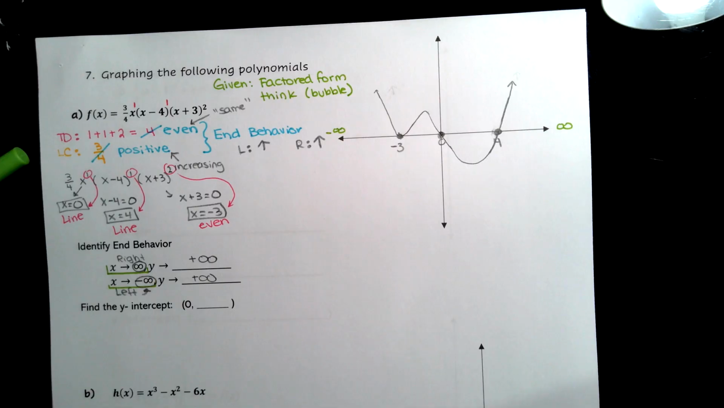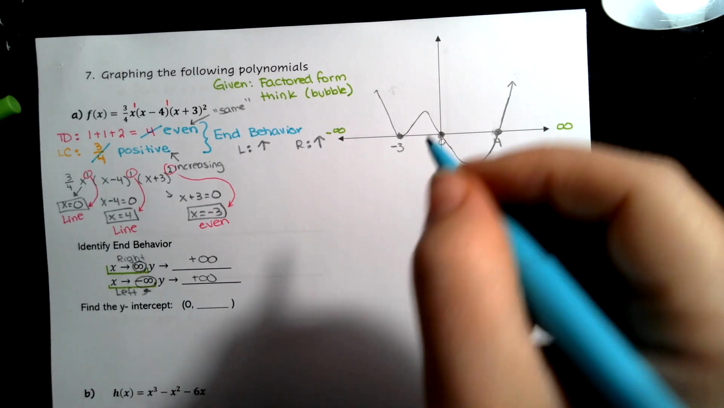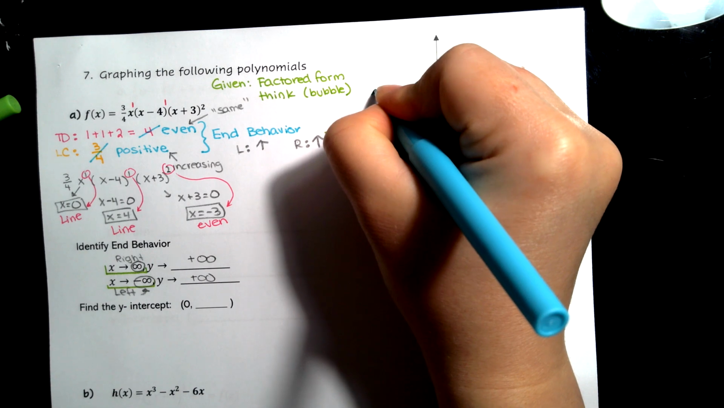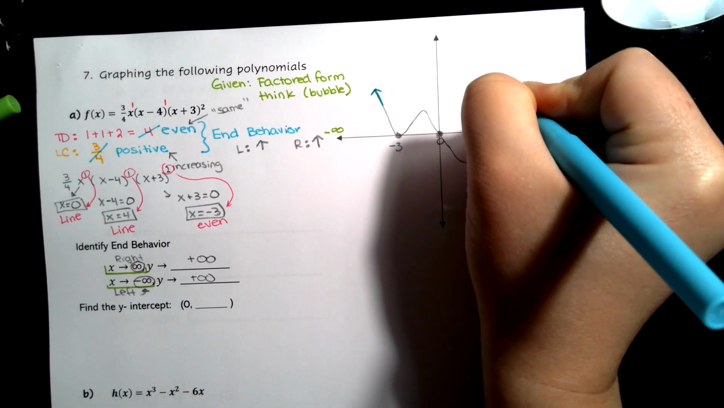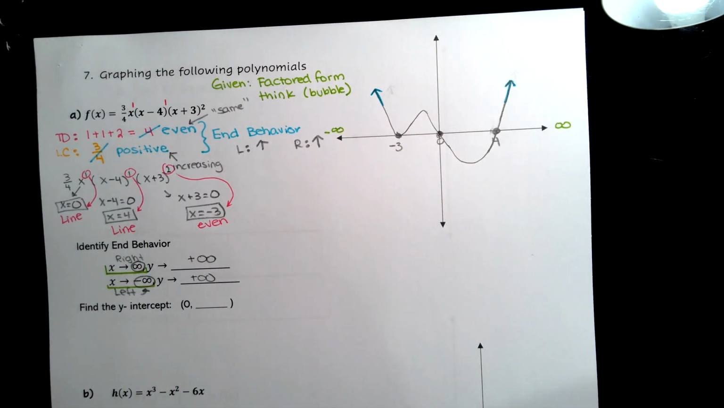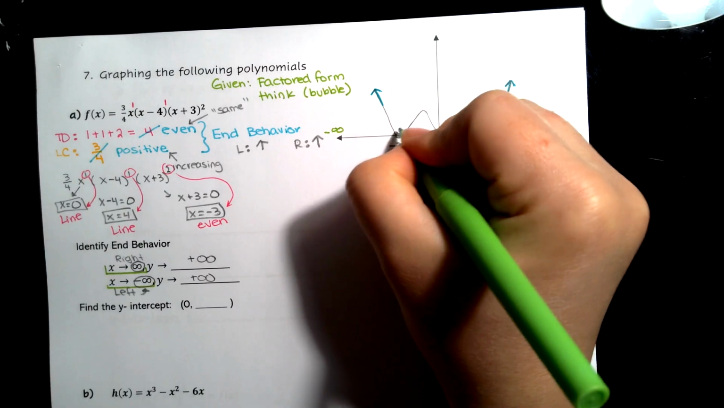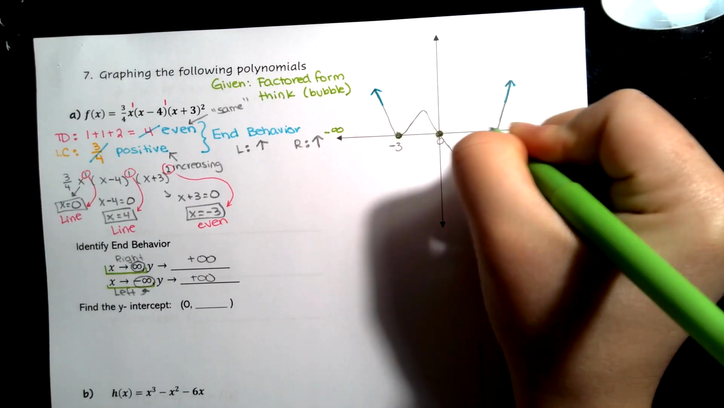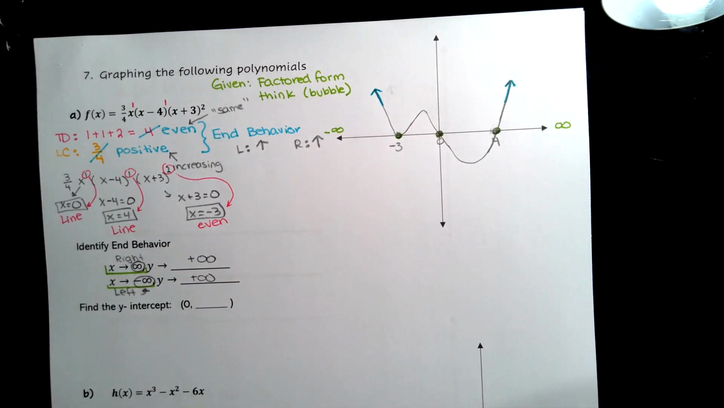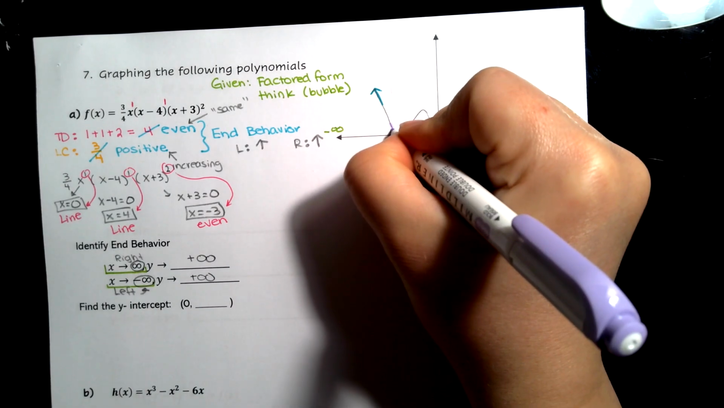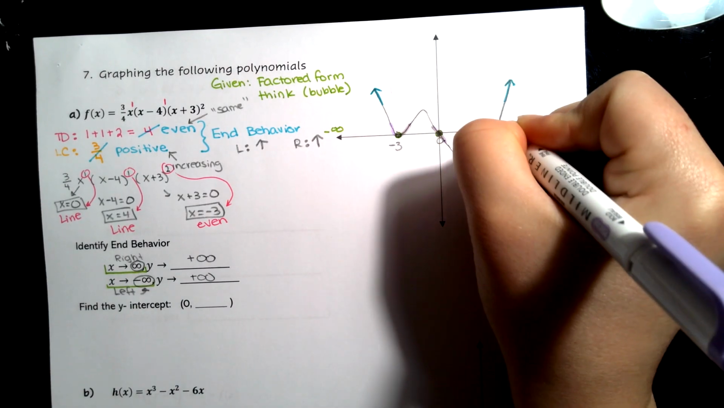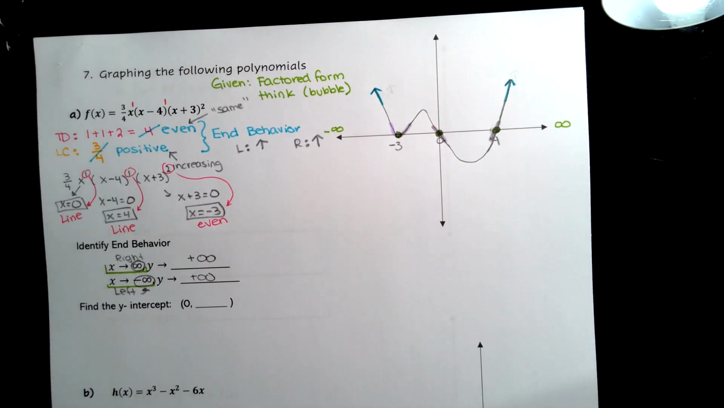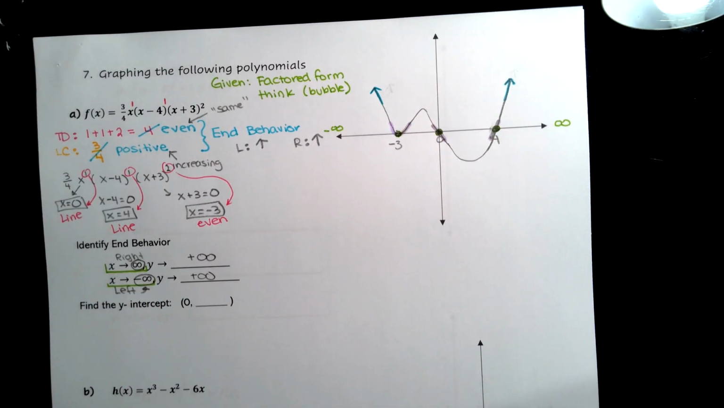So the way we're grading these, we're taking a look at your end behavior. So end behavior are these. They have to be pointing in the correct location. I'm going to be taking a look at your zeros, which are your dots. And I'm going to be taking a look at your behavior at each zero. So what are your multiplicities, your exponents, and what is the behavior at each zero? So that's what we're grading.